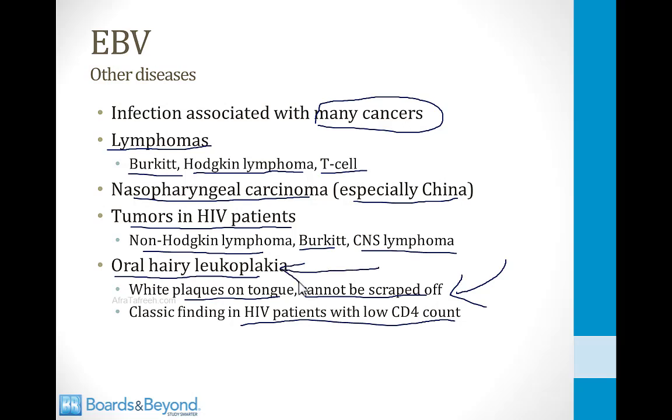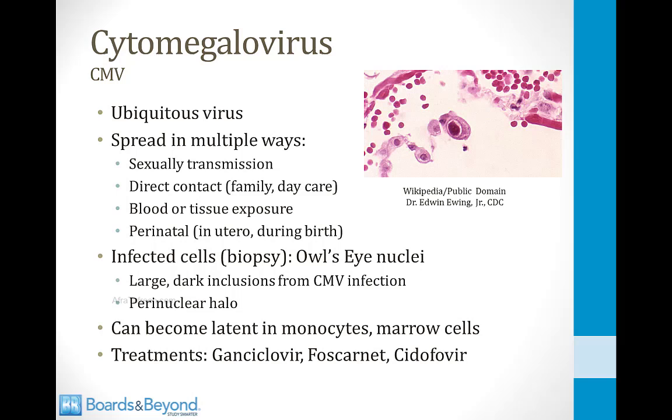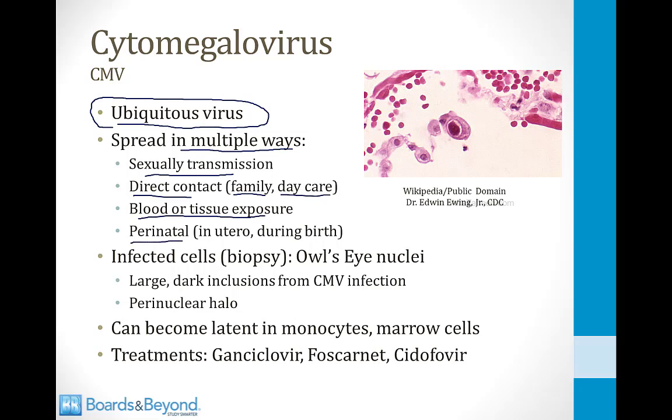Our next herpes virus is cytomegalovirus, and this is a ubiquitous virus that many of us are exposed to, but as we'll see in a minute, unless you're immunocompromised, it generally does not cause serious illness. It's spread in just about every way you can think of. There are reports of sexual transmission. It can be spread through direct contact with a family member or children at daycare. It can be spread by blood or tissue exposure, and it can also be spread perinatally, either in utero or during childbirth.